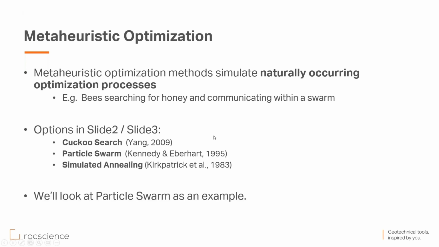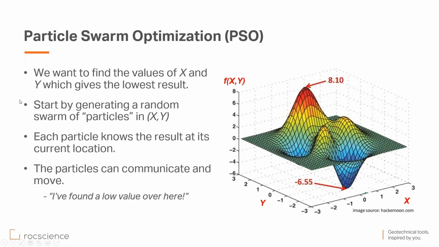So back to the question, how are these actually applied in slide 2? We'll look at particle swarm as an example, as it's quite straightforward to understand. So before we look at it in the slope stability sense, let's look at it in the traditional sense. So say you have some sort of crazy function like this, and you're trying to find the lowest value. So like the lowest factor of safety, in this case, it's just the lowest z value. So the way particle swarm works is first you just start with a bunch of guesses. So you start with a bunch of xy points throughout, and you get the z value there.